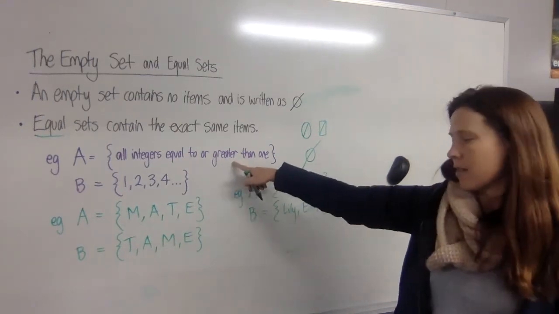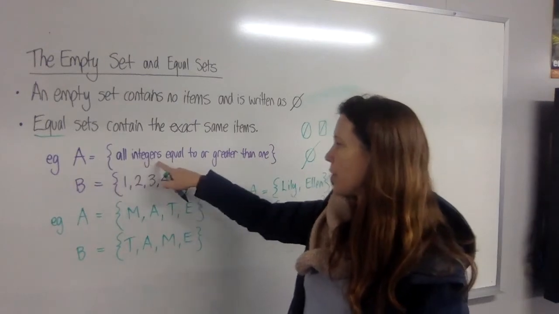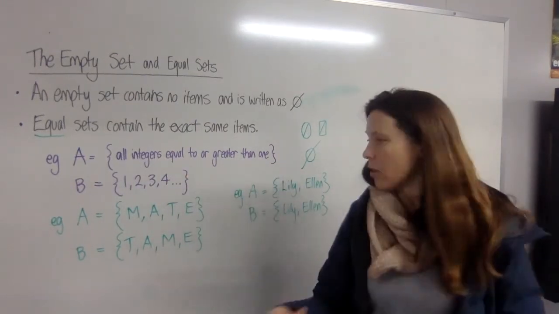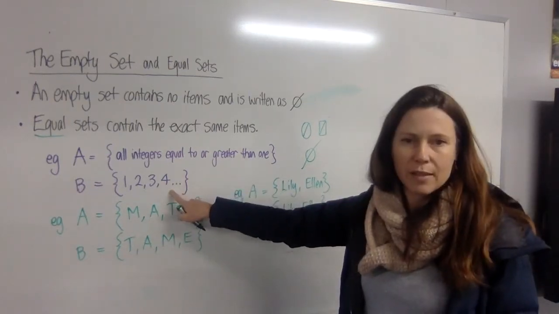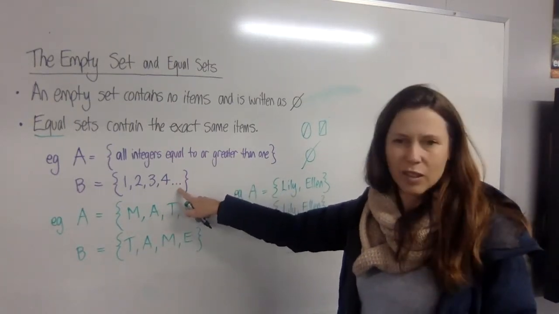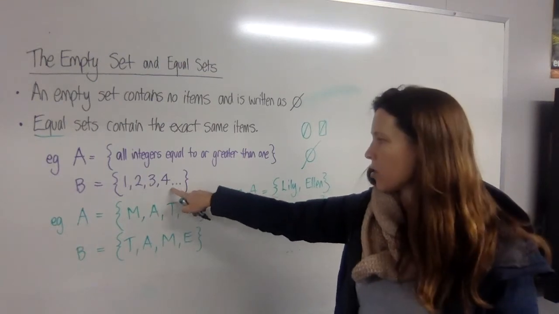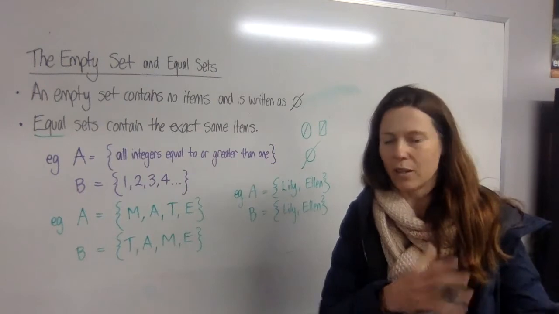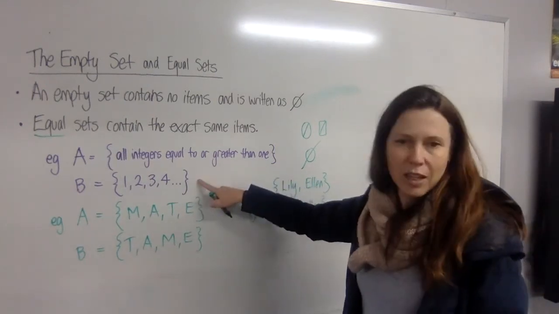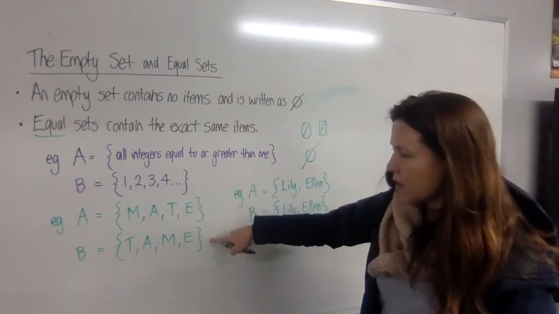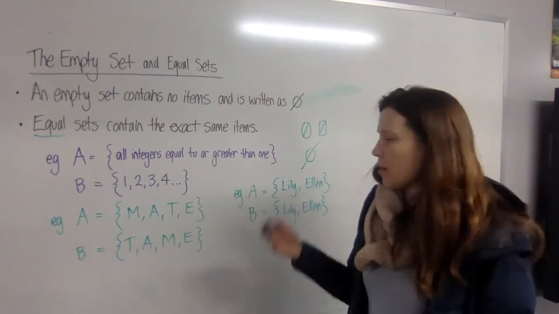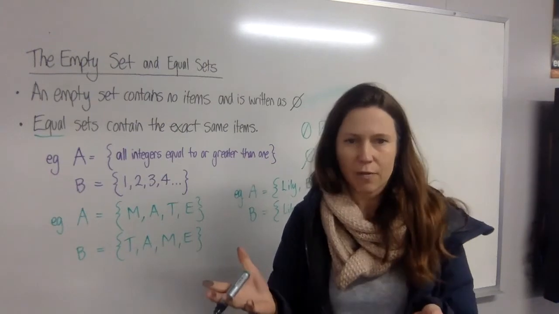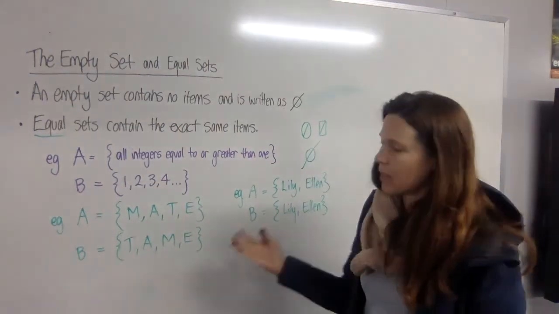We might have written them differently. For example, all integers equal to or greater than 1. That means 1, 2, 3, etc. It could also be described like this. And if you think that those dots look a little bit unmathematical, they're not. It's actually very normal and okay to use dots to show that this pattern goes on. So those two are actually equal sets. Similarly, here we've got items that are letters. Now, if we've got the same 4 letters in both sets, then even though they're arranged in a different order, they are in fact equal sets.